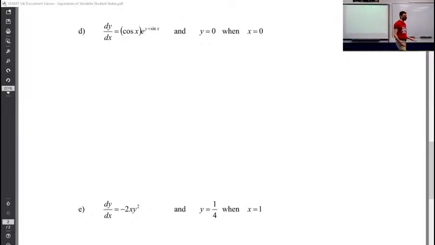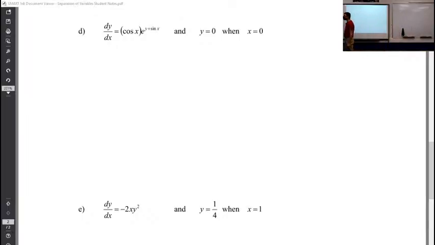So we started a process yesterday of separation of variables, and we are going to build upon it. I'm going to go through another of the more complicated type of problem, and then ask you to try a little easier one. So here we go.